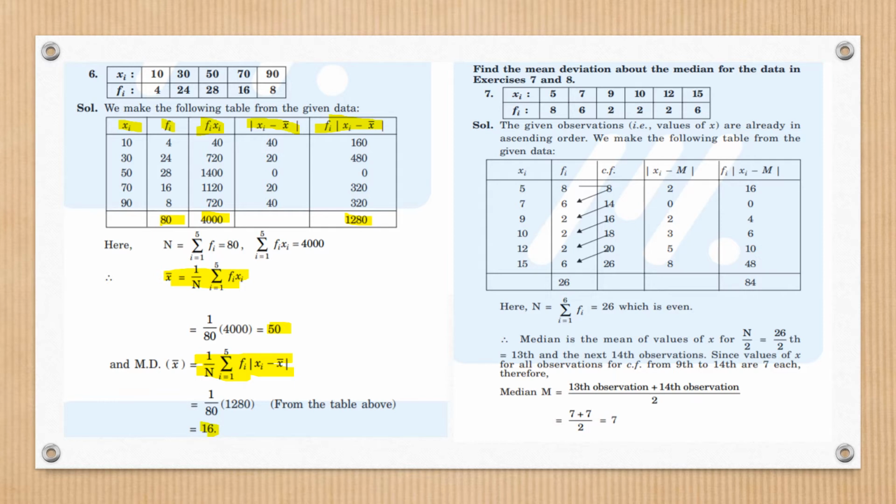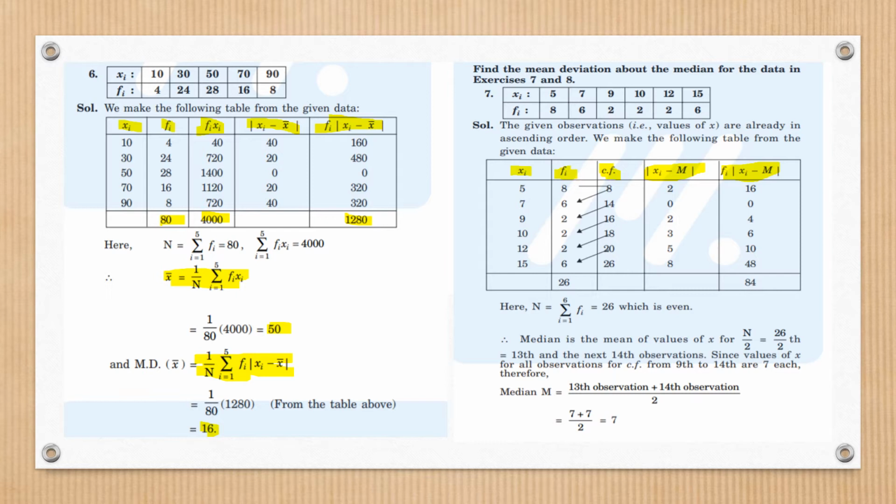Number 7 is find the mean deviation about median for the data in exercises 7 and 8, right? Now we have to calculate the median. Let us see how to calculate the median. Firstly, the table is of xi, then fi, right? Then I need to find the cumulative frequency, CF, and then again mod of xi minus m, and then fi times mod xi minus m, right? Firstly, let us see how to calculate the cumulative frequency. You have done it in an earlier class also.